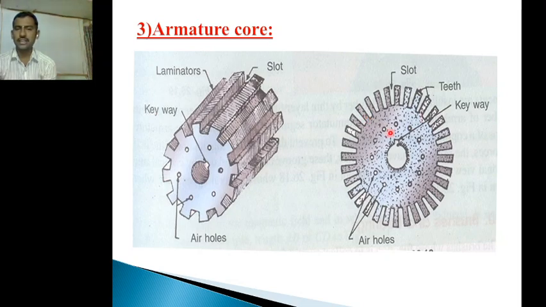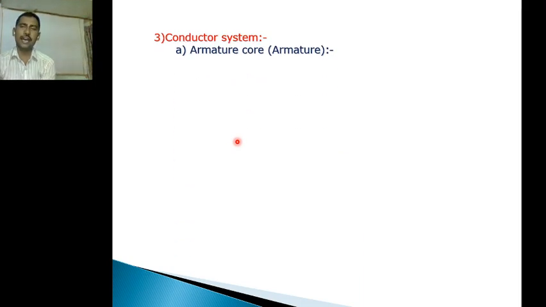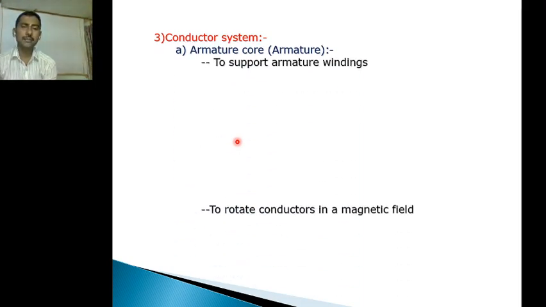Like this, these stampings are provided, and we make the laminations, and we make the armature core. On this armature core, we can place the winding. That winding is nothing but the armature winding. When this armature winding rotates, the conductors cut the magnetic field, and an EMF will be induced. Normally our conductor system is divided into two parts: armature core and armature winding.